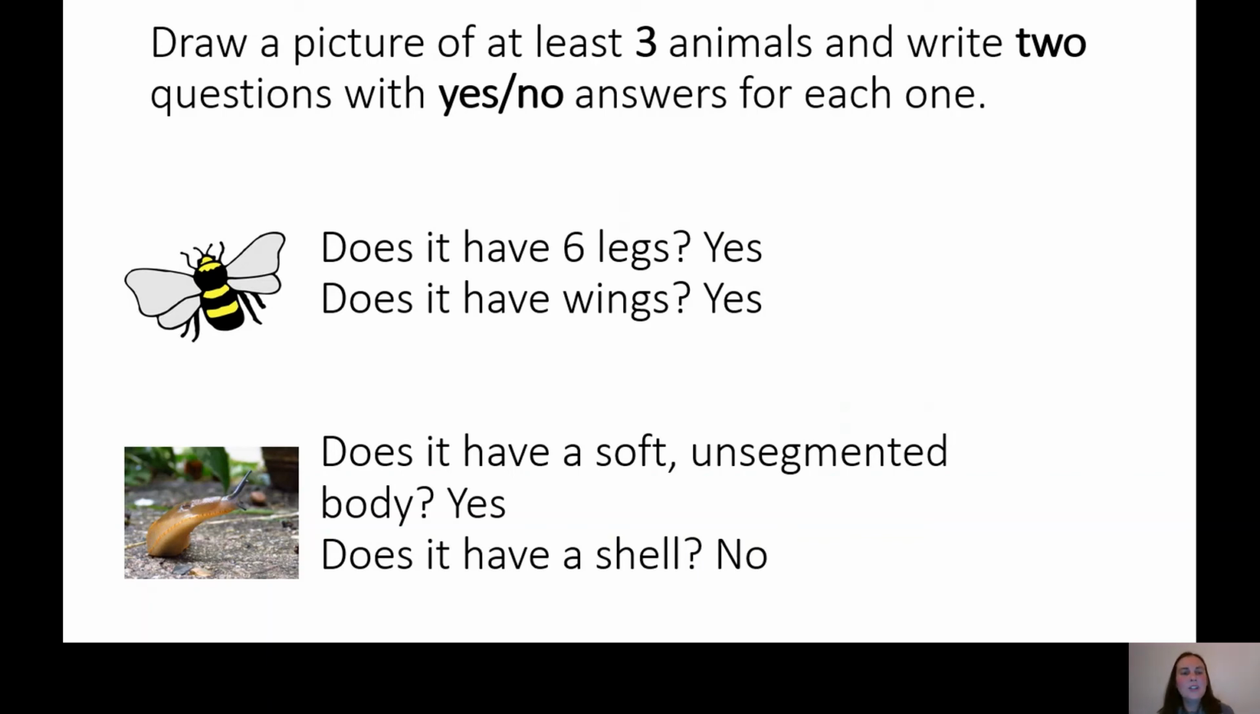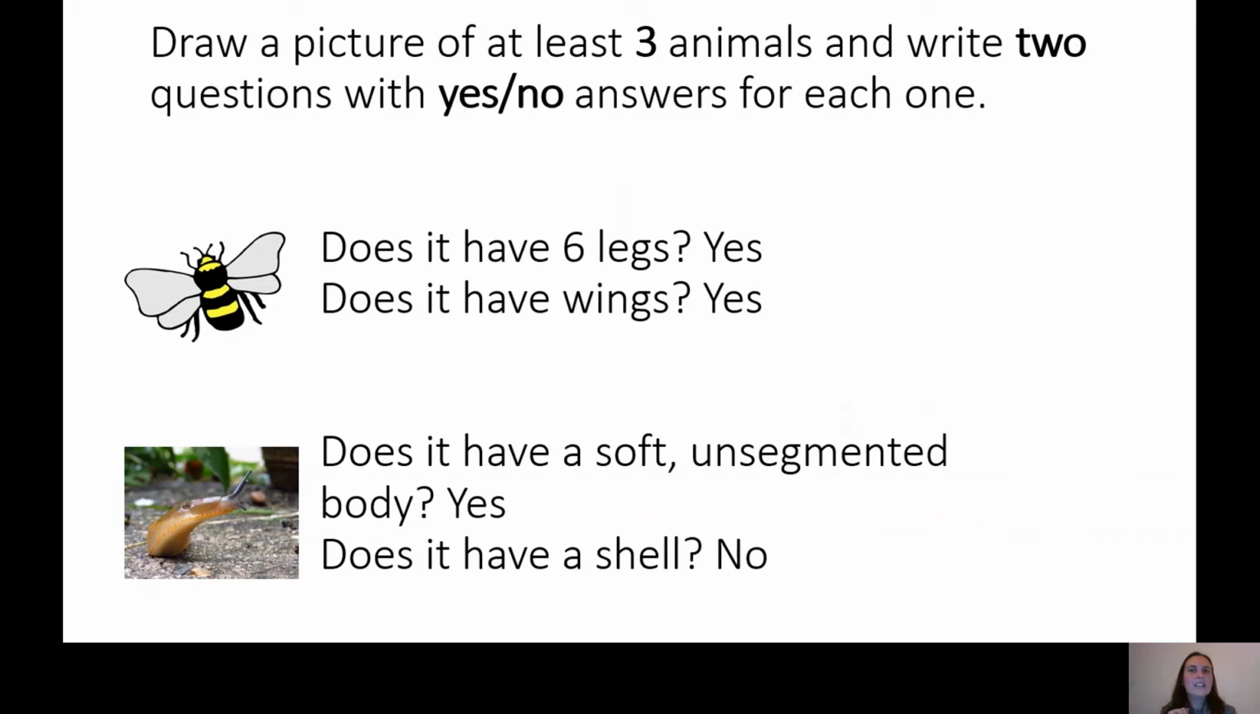I have drawn a picture of a bee and I have asked 2 questions about it. I've asked, does it have 6 legs? The answer is yes. Does it have wings? The answer is yes. So both of my questions for the bee happen to have the answer yes.